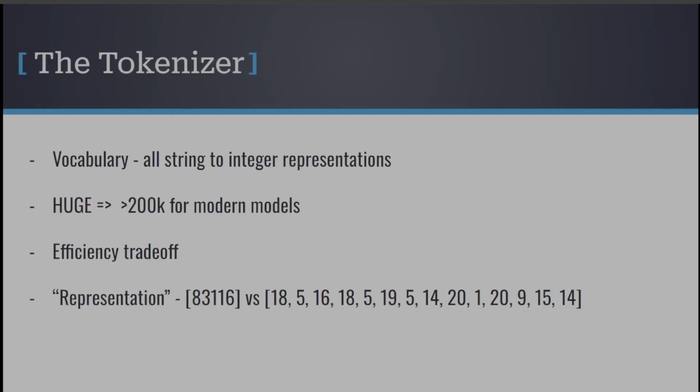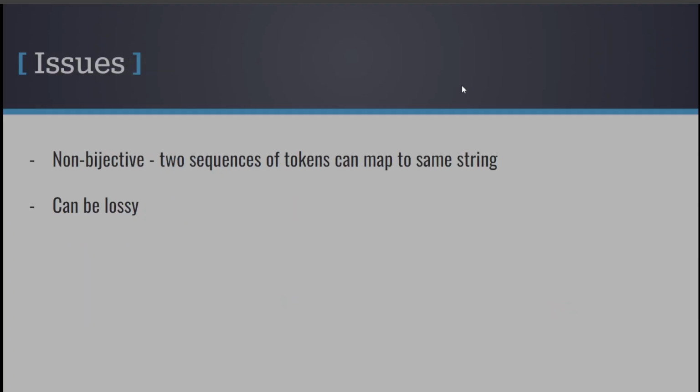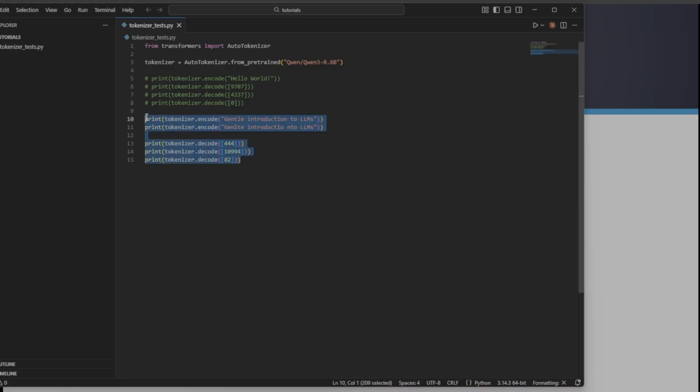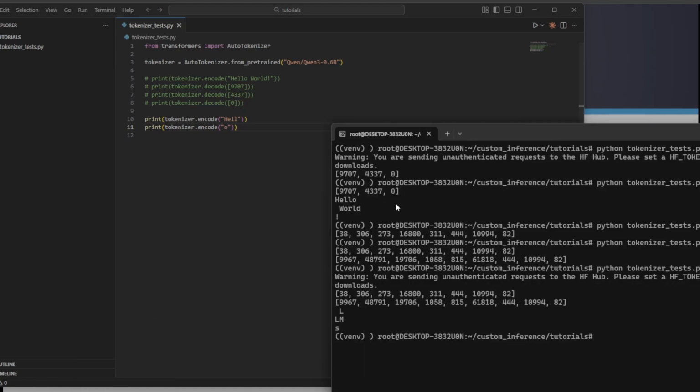This kind of nicely segues into some issues with tokenizers. They're non-bijective, meaning two sequences of tokens can map to the same string. Let's take a look here real quick. We can make a very easy contrived example by tokenizing "hell" and then tokenizing "O". So "hell" and "O" as two separate tokens, and force the model to interpret it like that.